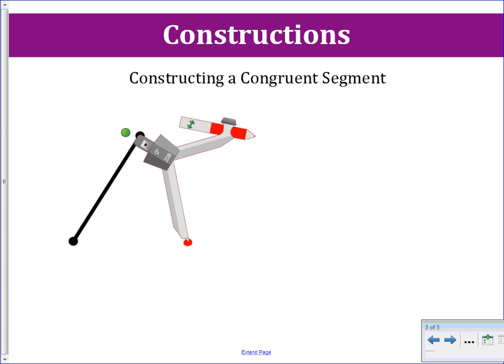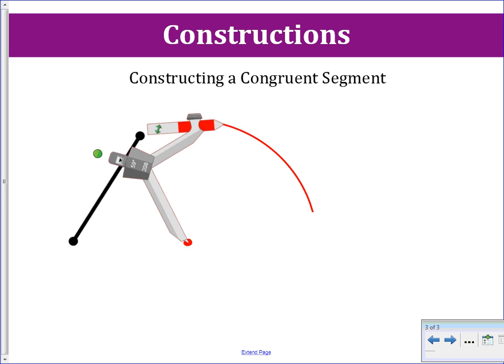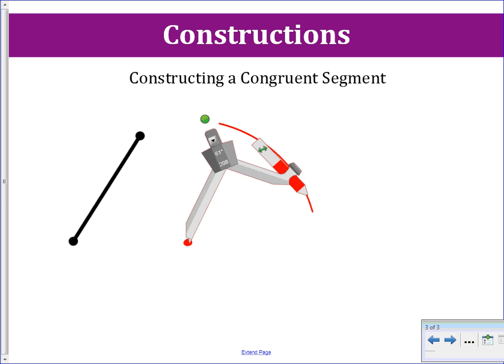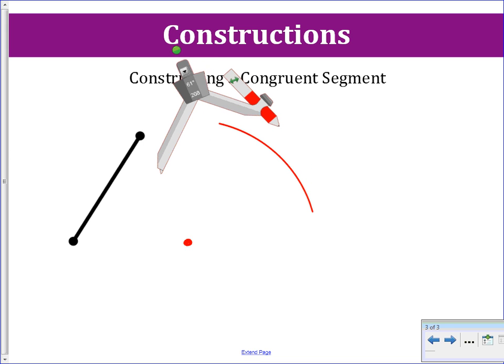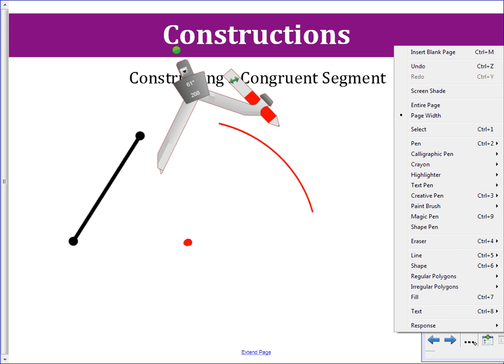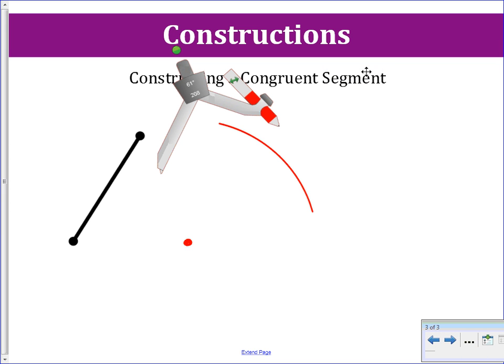So we move our compass to our point, and then we are going to create an arc. Okay. If we were to complete the whole circle, then we would be creating a circle that has the same radius as our original segment. From here, we just make a line connecting the point to any point on the arc. And this segment is congruent to the segment that we are given at the beginning.